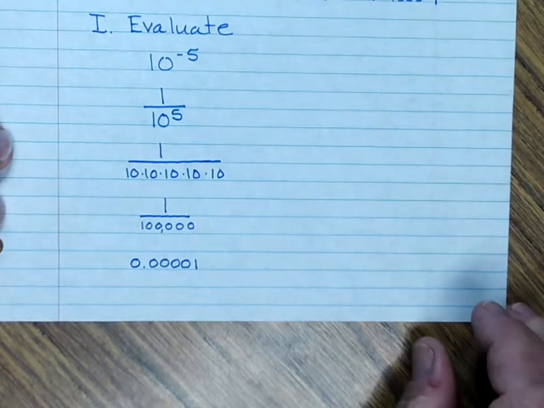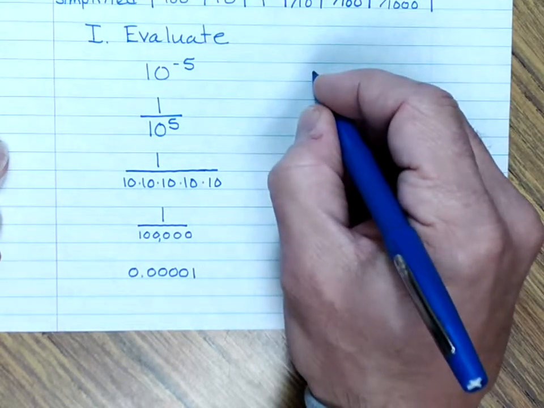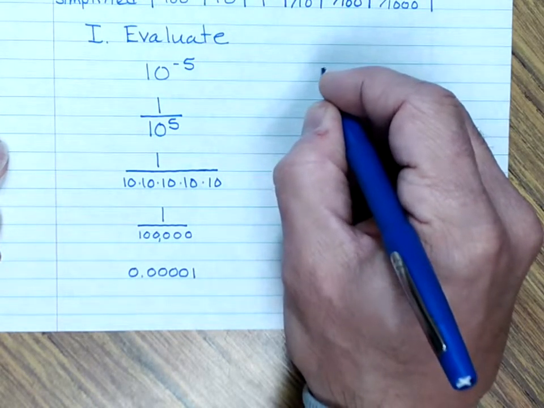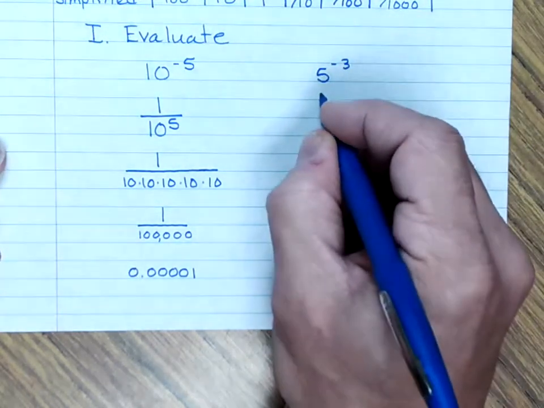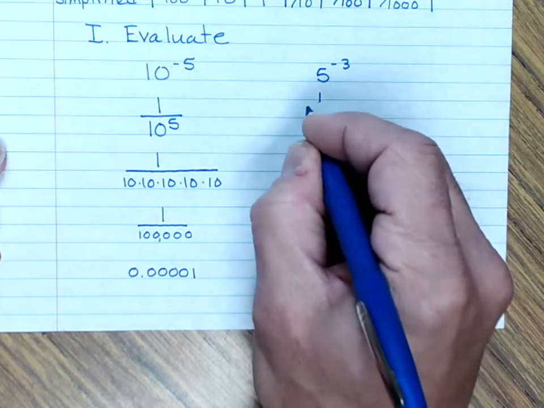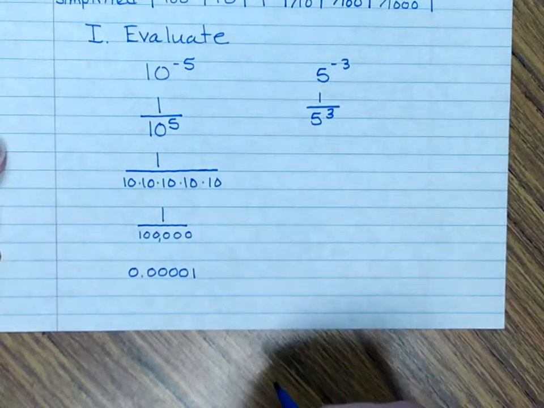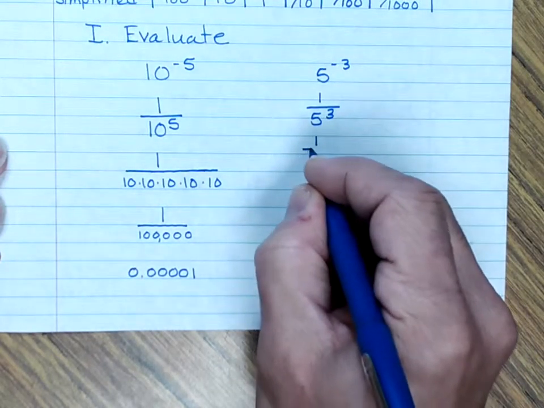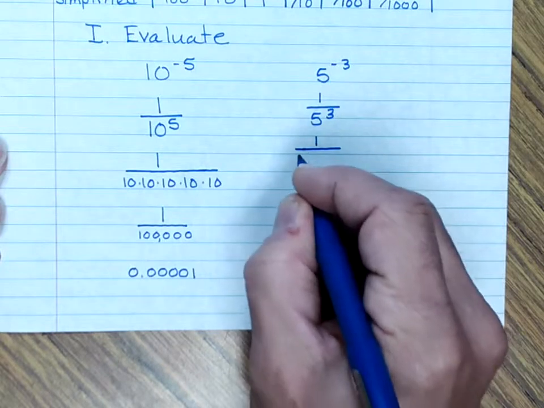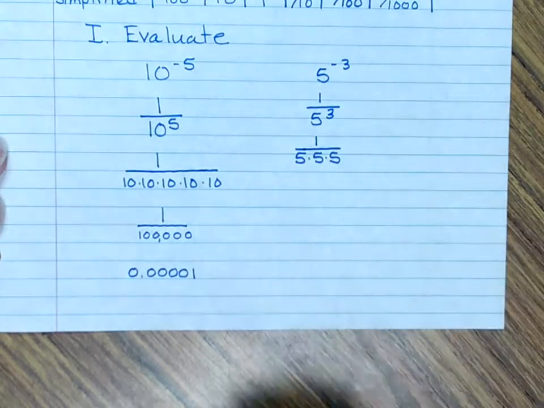Now let's try something that doesn't have a base of 10. Here is 5 to the negative cube. So the first thing we want to do is write 1 over 5 cubed. So now we have a positive exponent. Now we're going to expand. 5 times 5 times 5 under 1.